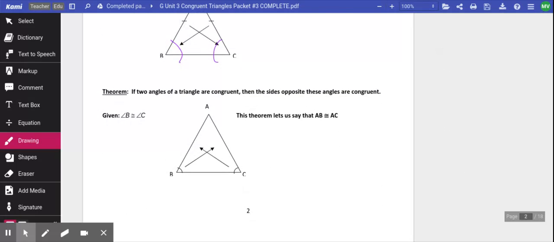Then the theorem also works backwards. So it says if two angles of a triangle are congruent, then the sides opposite the angles are congruent. So if I know B is congruent to C, that tells me that AB is congruent to AC.